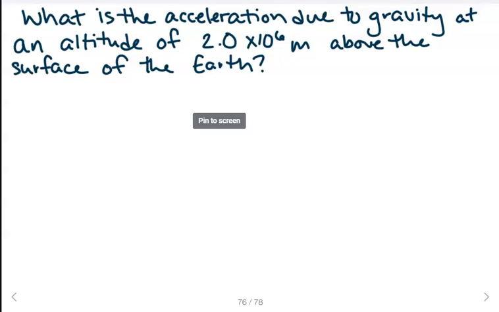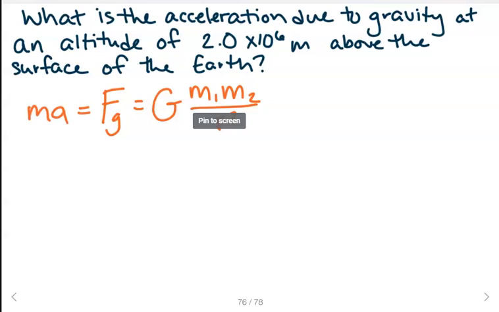Hi physics fam, we are going to solve the acceleration due to gravity using the universal law of gravitation. So when we're using the universal law of gravitation, we've got Fg equals big G m1 m2 over r squared. So we know that this is a gravitational force, and we've seen gravitational force before. We've listed it as mass times acceleration due to gravity. So we can set these two equations equal to each other and then solve for the acceleration due to gravity.